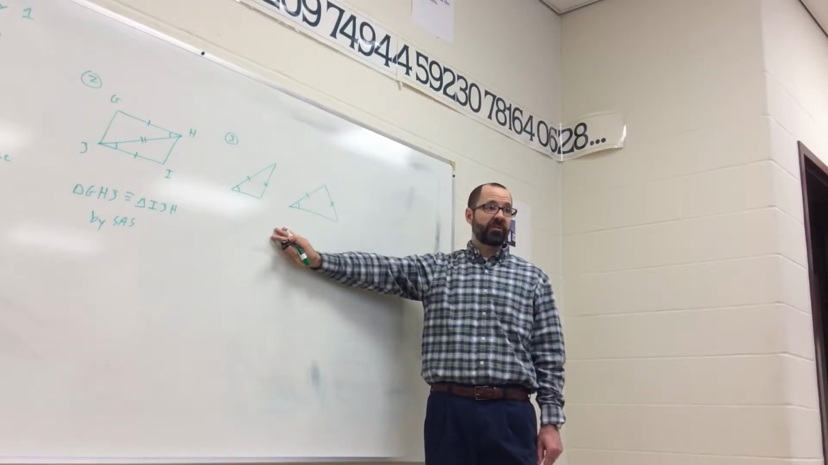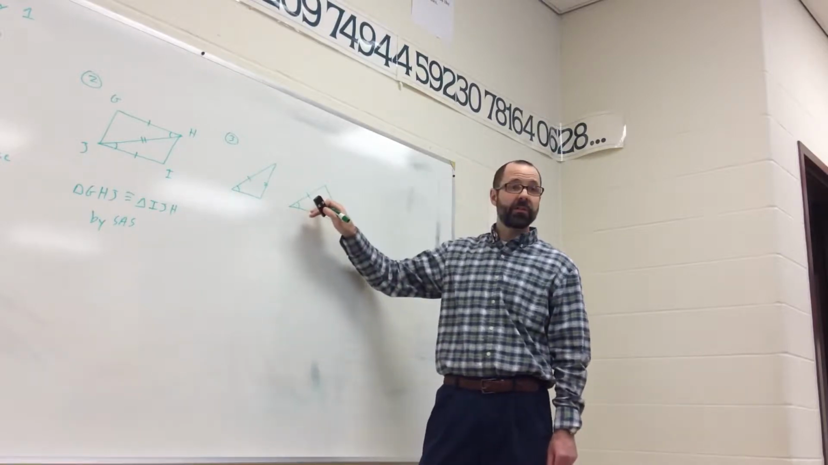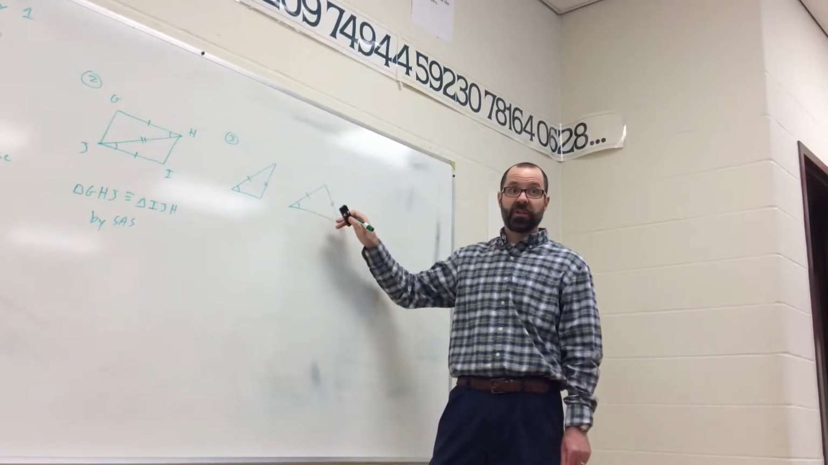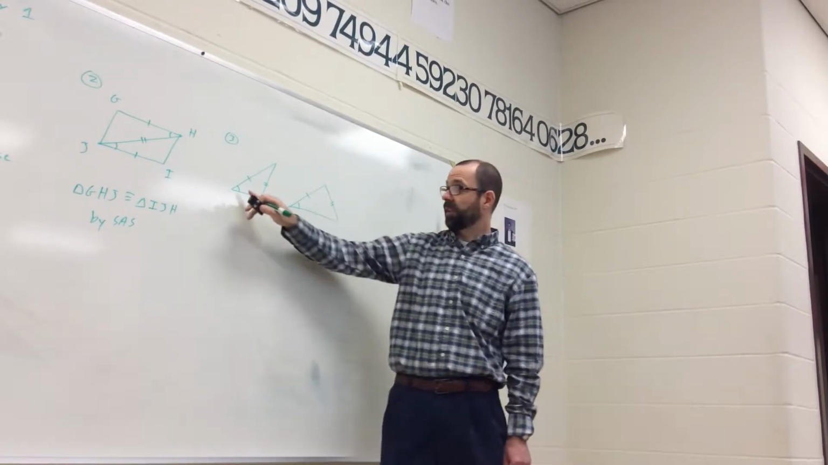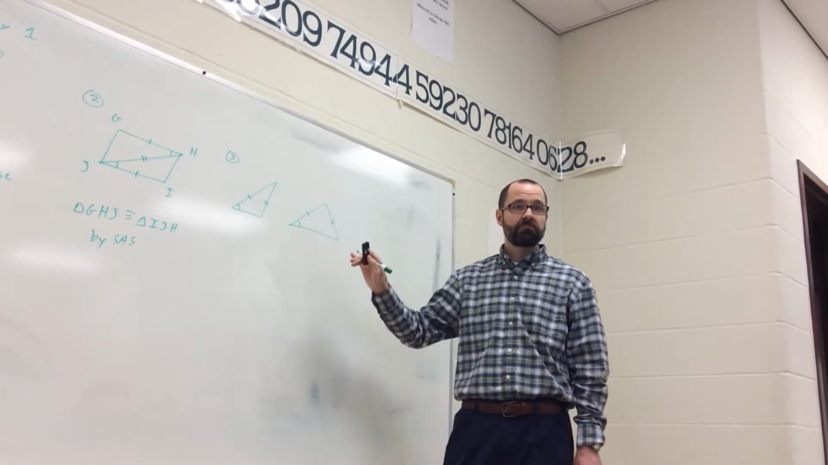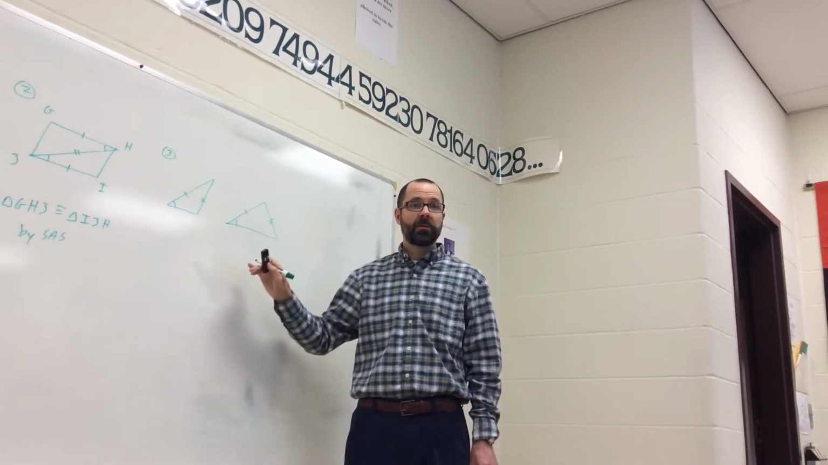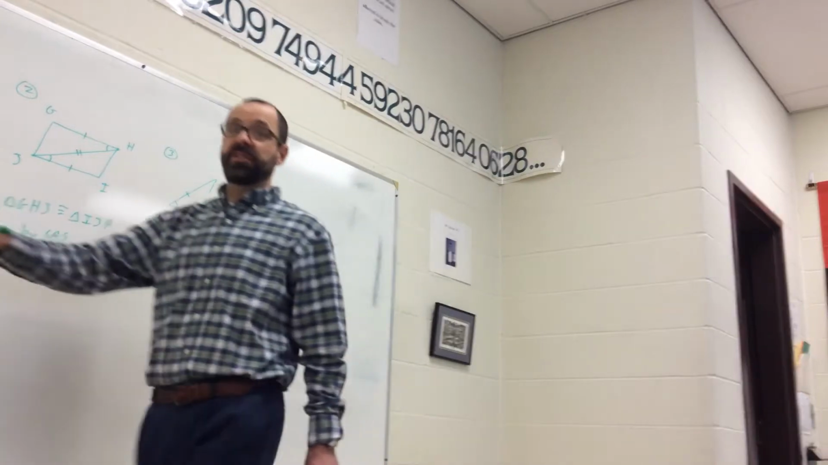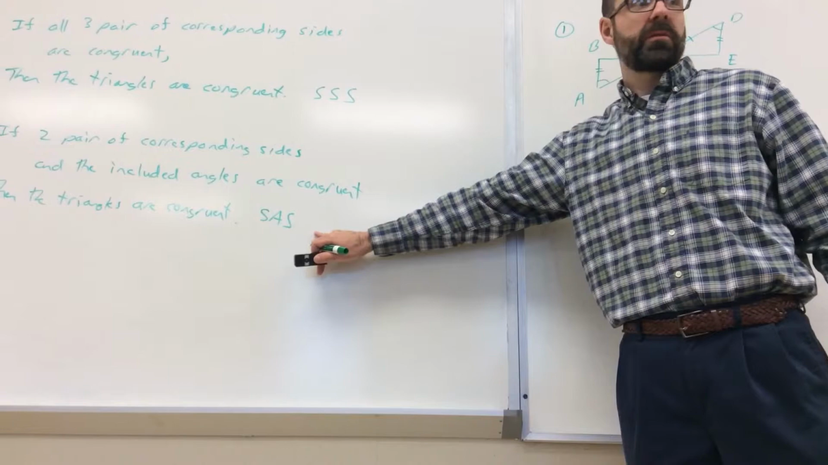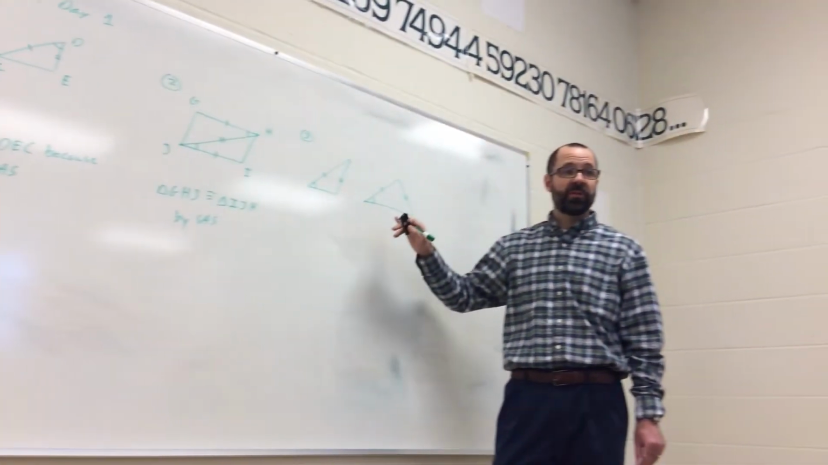Still trying to figure out if the triangles are congruent. They told me that these sides are congruent, so that's one pair of sides. They showed me those sides were congruent, so that's another pair of sides. And they showed me that these angles are congruent, so that's a pair of angles. So is that enough to prove that the triangles are congruent? I mean, it kind of fits this, right? Two pairs of sides and one pair of angles. You see how it kind of fits that?